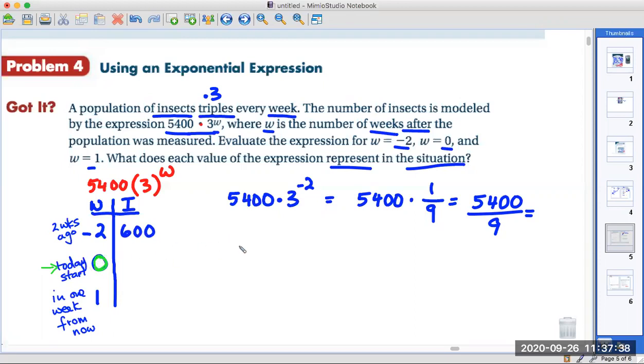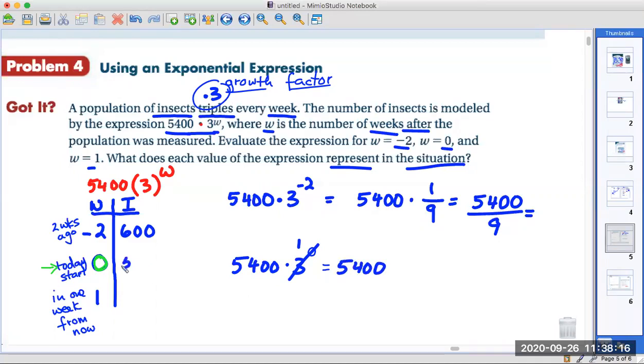Now let's plug in 0. Times 3. By the way, this is called a growth factor. Remember the word growth factor. Tripling. Right here, okay? So we're having to the power of 0. Now remember, anything to the power of 0 is 1, right? So I'm just going to replace that with a 1. So it's 5,400 times 1, which is simply 5,400.